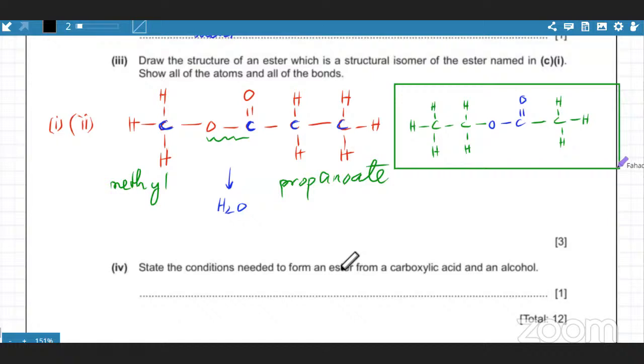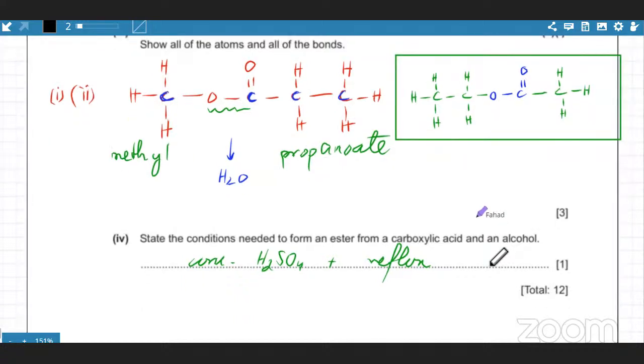State the conditions needed to form an ester from a carboxylic acid and an alcohol. So the conditions that are needed are concentrated H2SO4, and you need reflux. Reflux is heating, but with a condenser on top. Since alcohols and carboxylic acids are volatile substances, they're going to escape the container if you try to heat them. They're going to evaporate. Which is why you add reflux, which is you put a condenser on top. You don't allow anything to escape.